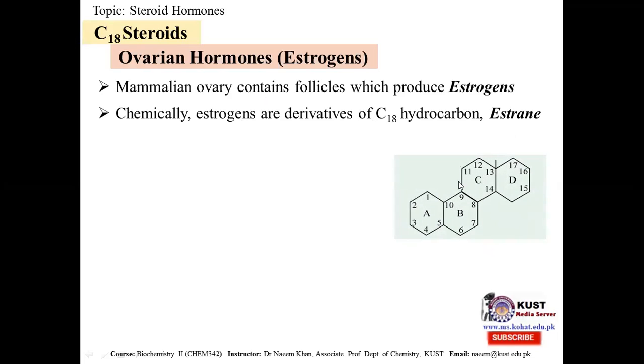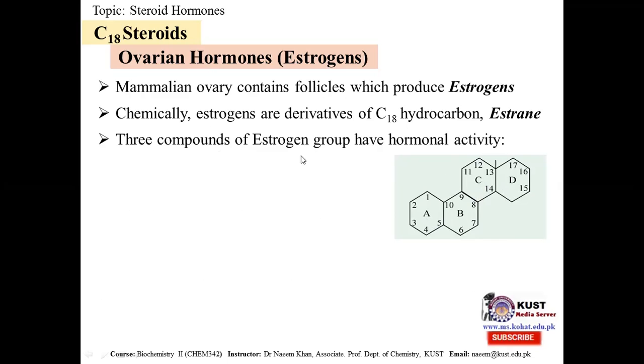This is the structure of estrane, and we know that the basic requirement for a compound to be a steroid is having four rings A, B, C, D. These estrogens are considered to be derivatives of the C18 hydrocarbon called estrane.